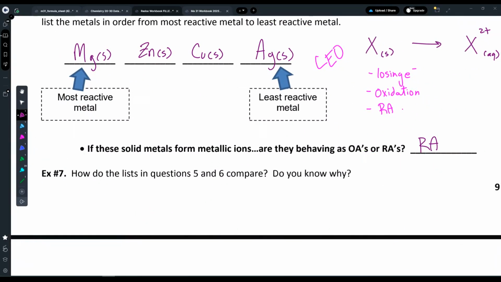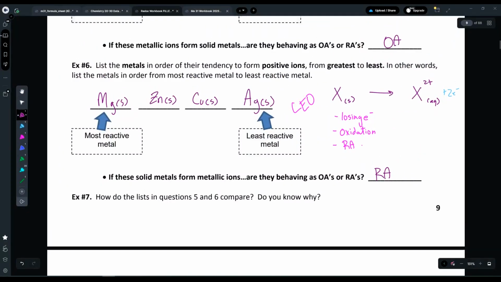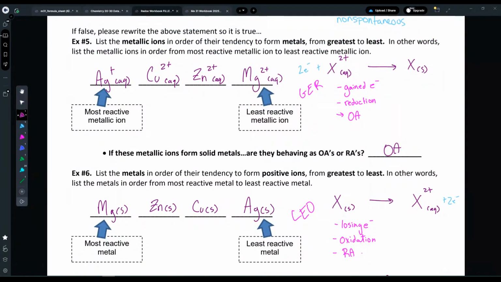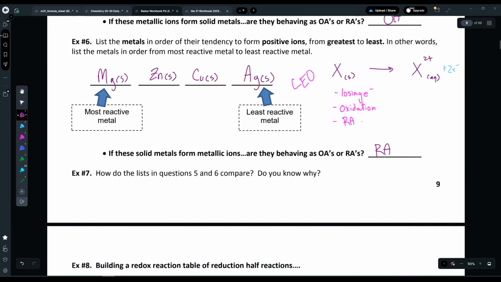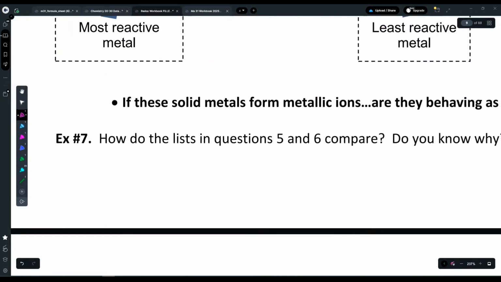All right, how do the lists in question 5 and 6 compare? Do you know why? Let's take a look at them. I'm noticing silver was the most reactive ion, but it was the least reactive metal. And magnesium was the least reactive ion, but the most reactive solid metal. Essentially, what we came up with in question 5 is the opposite trend of what we got in question 6. So how do they compare? They're opposite trends.